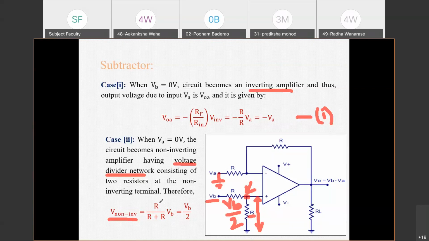You need to take the value of resistance which you want to find the voltage drop across, divided by total resistance, and multiplied by total voltage. So in this case, total voltage is VB and total resistance is R plus R. This R plus R becomes 2R, and R upon 2R becomes 1 by 2. What is the voltage at this particular point? V non-inverting is VB by 2.